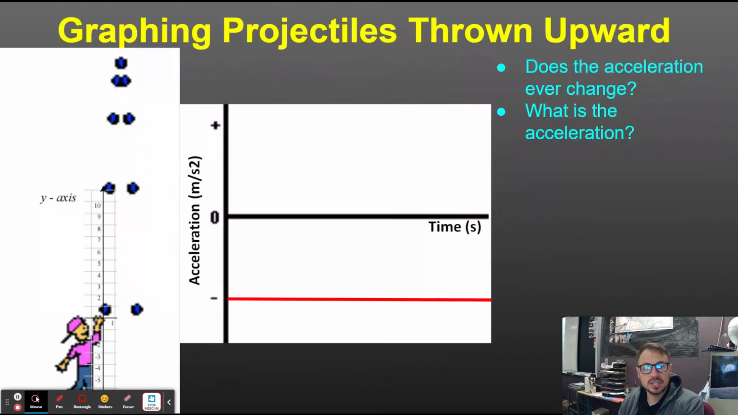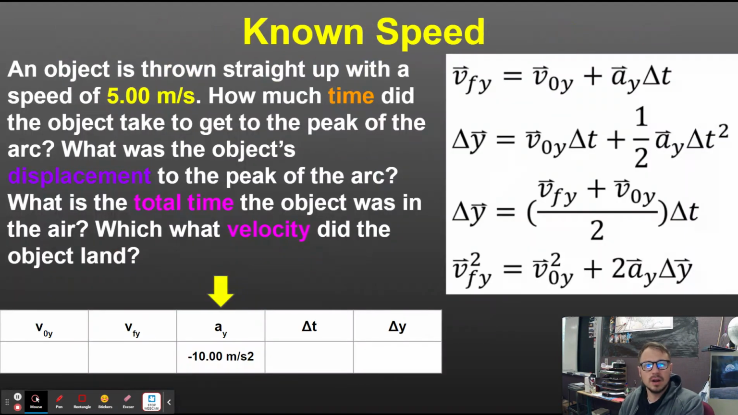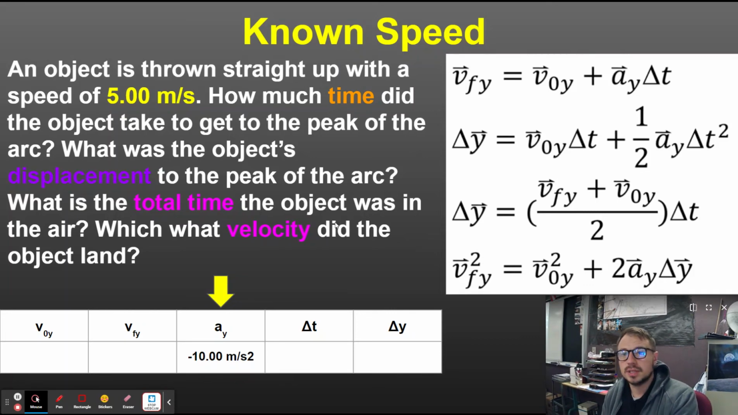And my acceleration is going to be the same. It's going to be 0, or no, negative, right? Negative 9.8 or negative 10, depending on what you use. All right, so let's just go over some problems that you can have with projectiles being thrown upward.